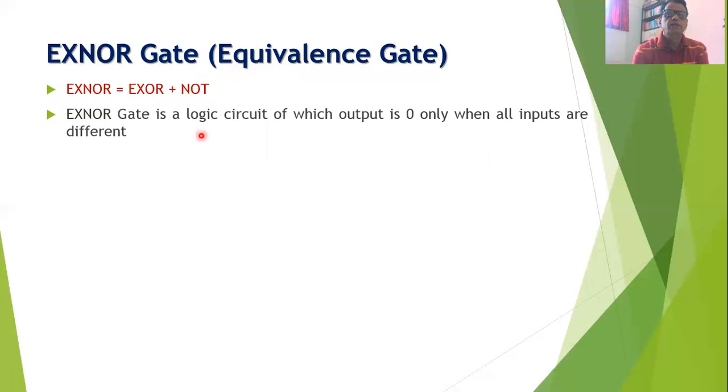Now we can define the exclusive NOR gate. The exclusive NOR gate is a logic circuit whose output is 0 when the inputs are different. Or in other words, the output of this gate is 1 only when the inputs are the same. Therefore, this gate is called an equivalence gate.